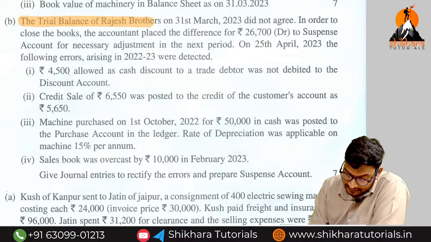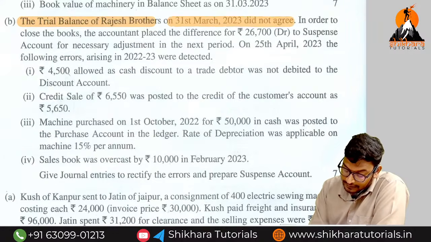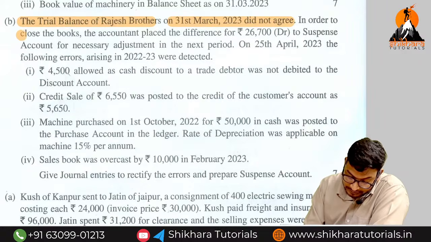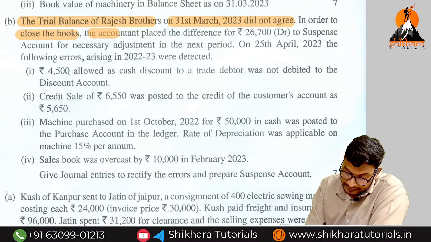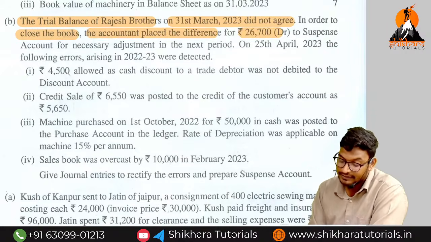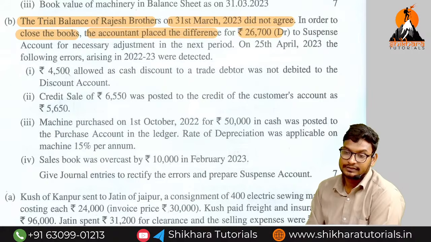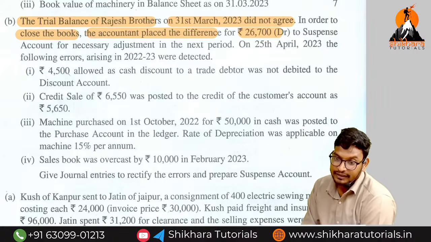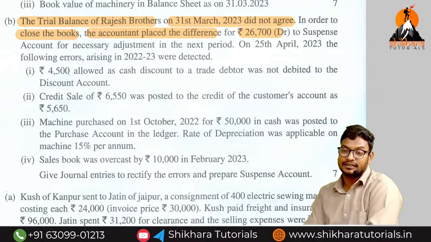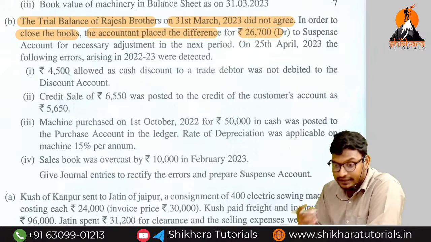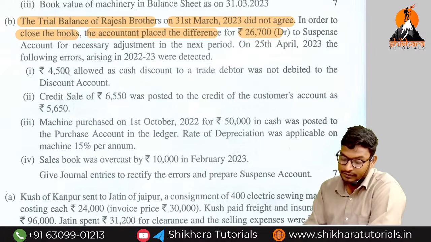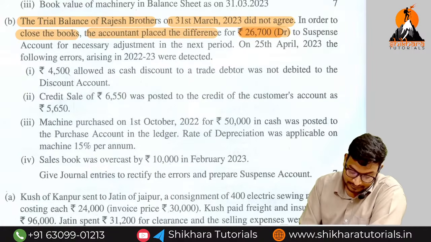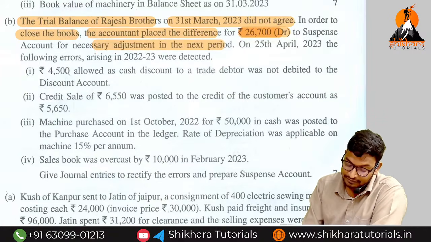The trial balance of the Rajesh brothers on 31st March 2023 did not agree. Agreed or not agreed? Not agreed. In order to close the books, the accountant placed the difference of 26,700 debit. Debit means it is showing a debit balance. Whatever the difference, on that particular side only the suspense account will be there. So here debit means we need to show the suspense account with a debit balance, to be used for unnecessary adjustments to be made for the next period.